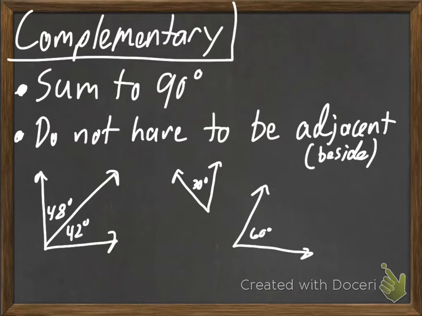So I have two examples here of complementary angles. We have example 1 here. We have two angles that are adjacent, and if you add together 48 plus 42, you'll get 90. So these are complementary angles because they sum to be 90. This group here is also complementary. They're not adjacent, they're just two angles hanging out on their own, but they are complementary because 30 plus 60 is 90 degrees. So complementary, sum to be 90. Do not have to be adjacent.